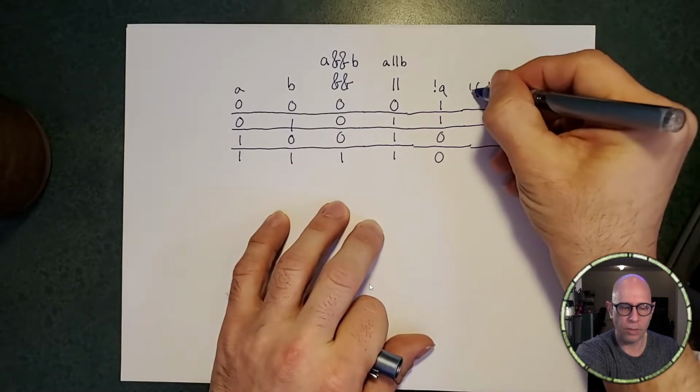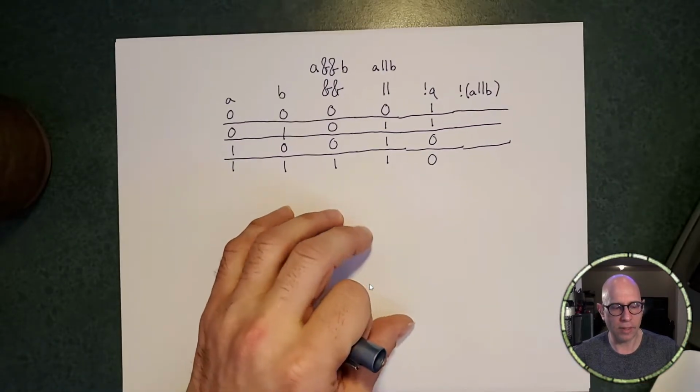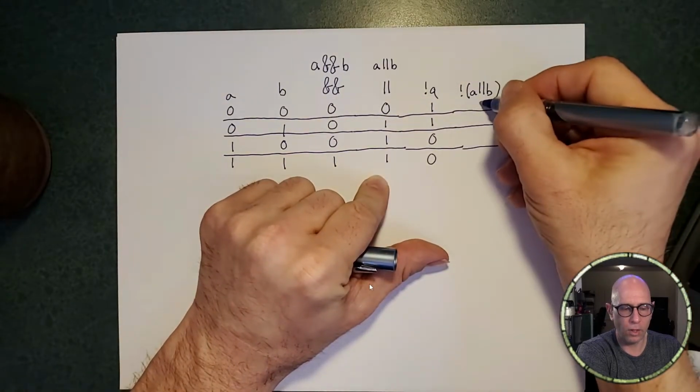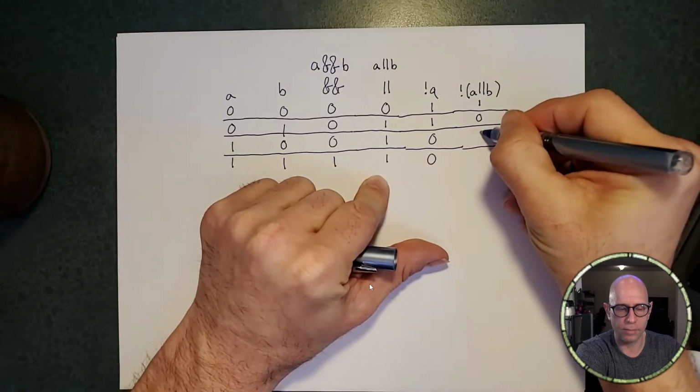And put an exclamation mark in front of it. That will reverse the truth table of A or B. So I can see what A or B would have been from here, and then I would just flip all of the zeros into ones, all the falses into trues, and all the trues into falses.